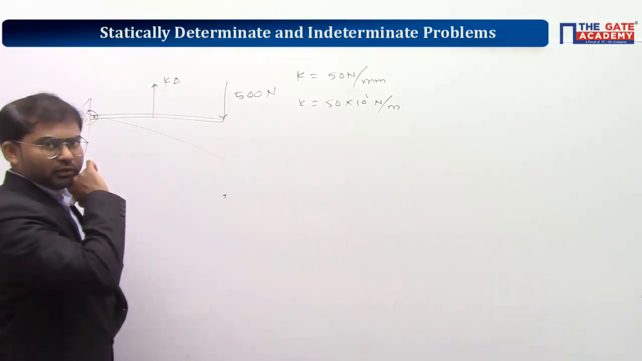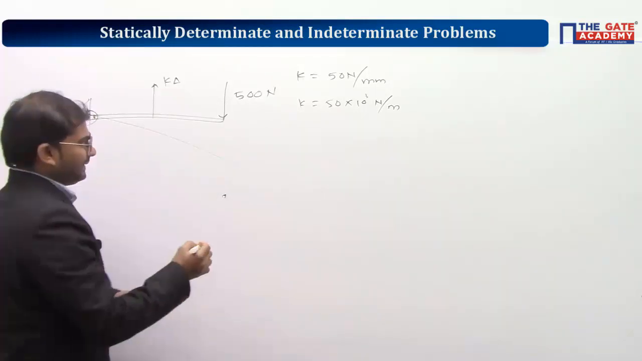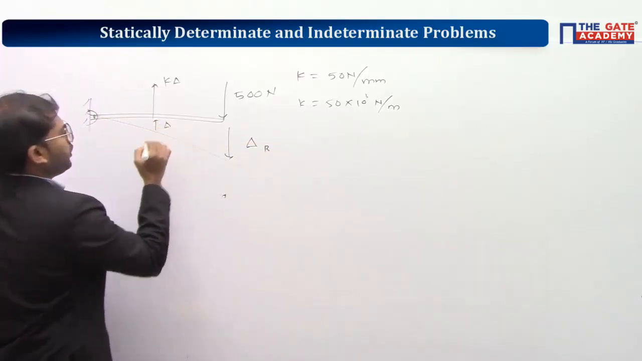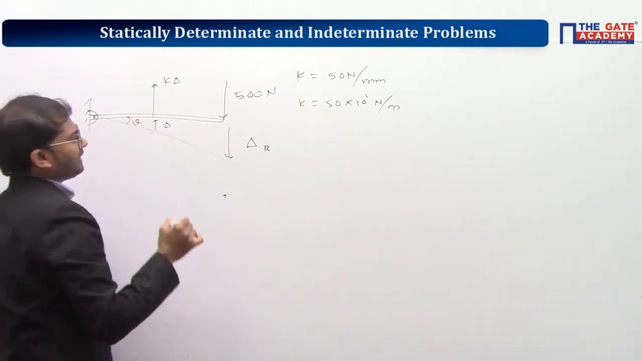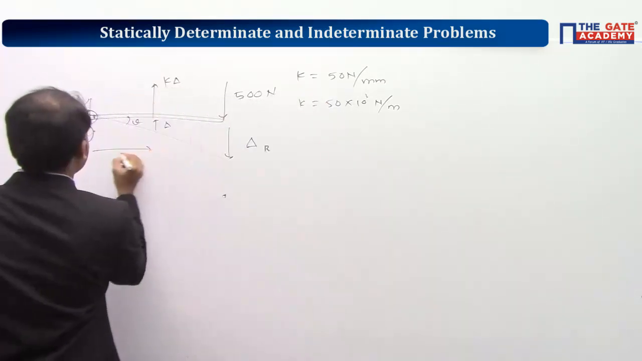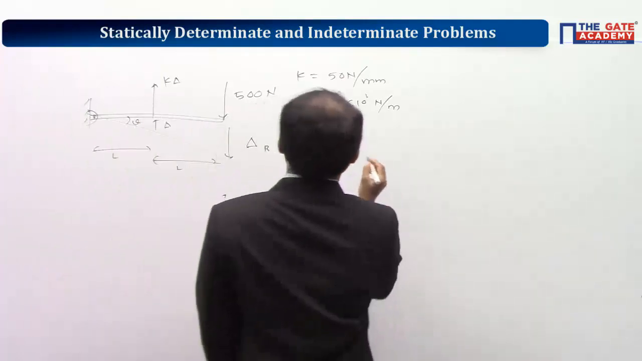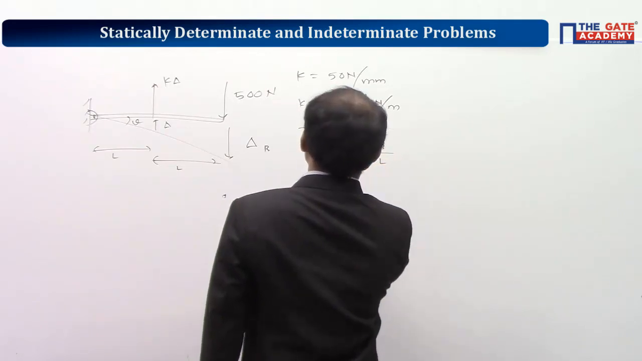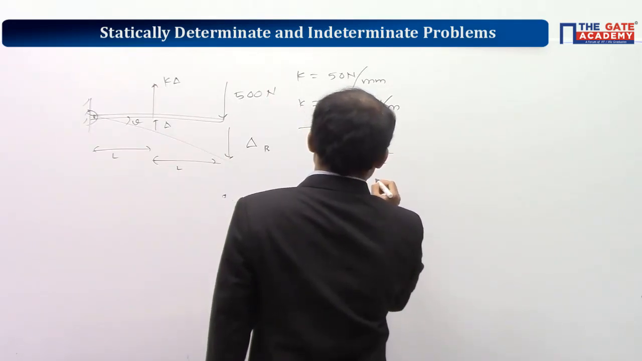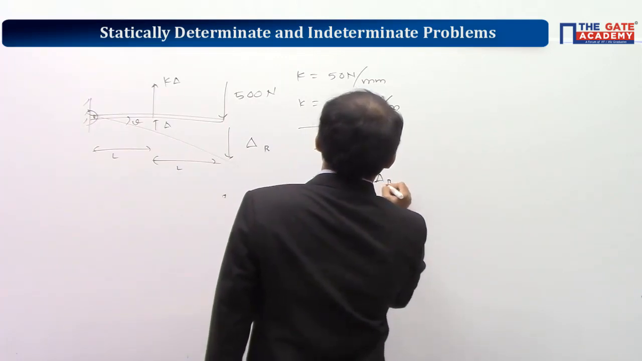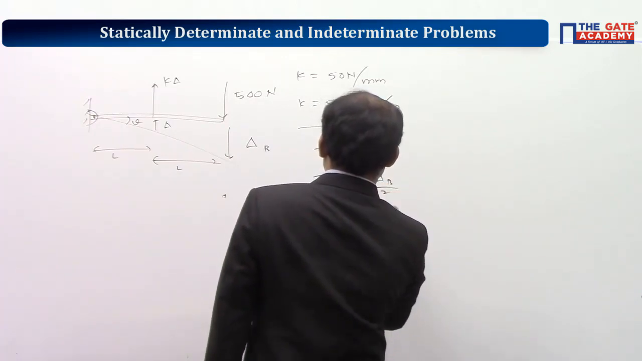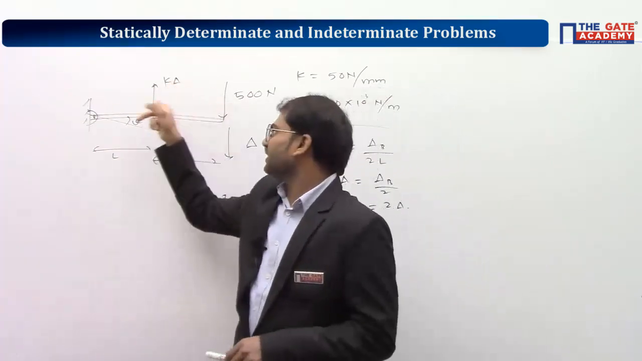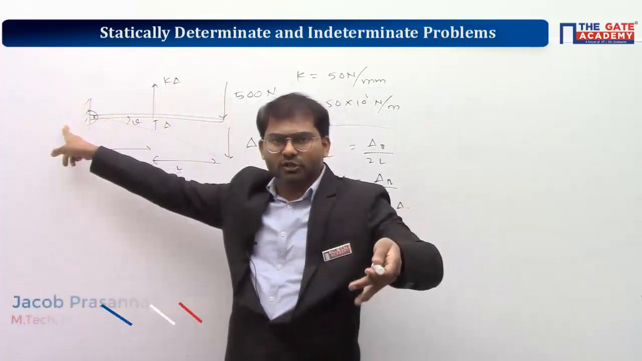If you would like to get the value of delta at point B, we should know the value of delta here. From tan theta we can say, as these lengths are L only, delta by L is nothing but delta B by 2 into L. So after getting the value of delta, delta B is nothing but twice of that. So let's get the value of delta. Here we can get the value of delta just by applying the equilibrium equation, which is net moment equal to 0. That itself is sufficient.